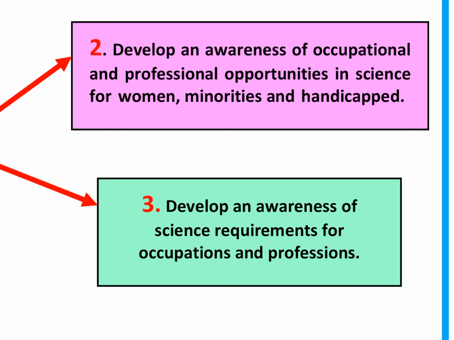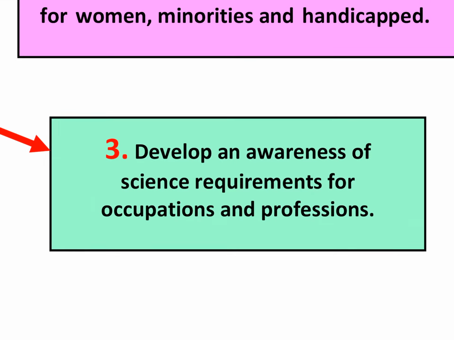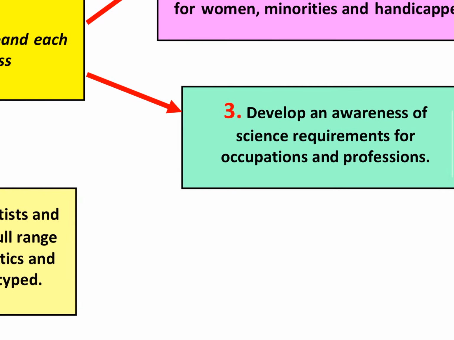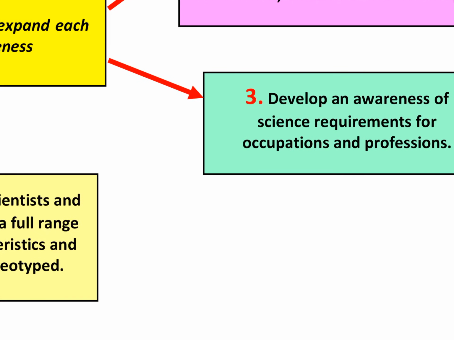So this is to be realized. Thirdly, while learning science in the school, the learner must be able to develop an awareness of science requirements for occupations and professions. So for different types of occupations and professions, which knowledge of science is required, they should be able to be aware of it. Then they should be made to realize this fact.